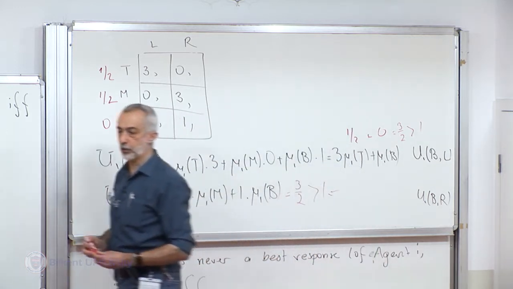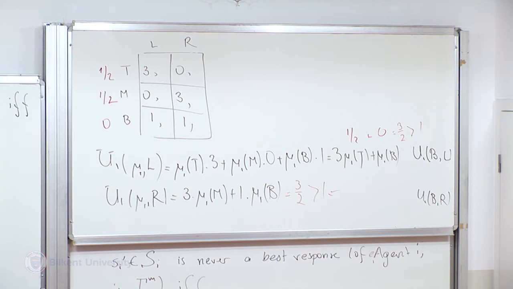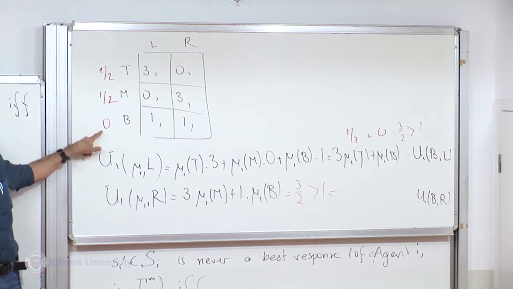So no Nash equilibrium will consist of a mixed strategy of player 1 at which B is played with a positive probability. Okay?